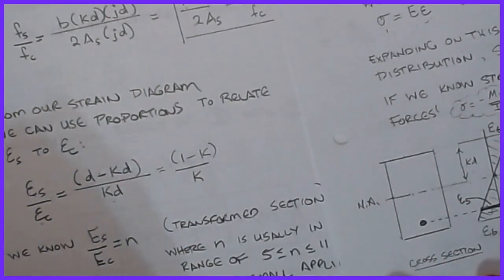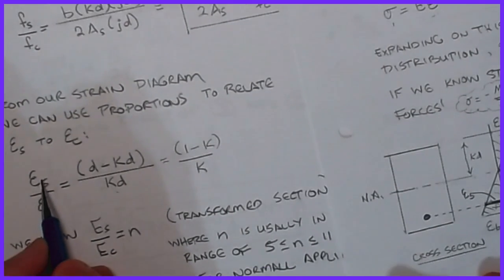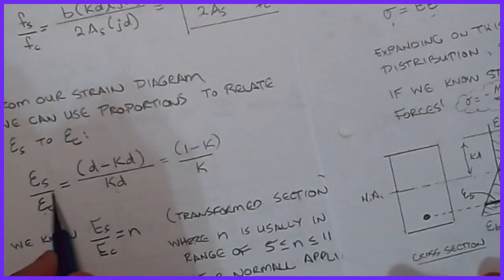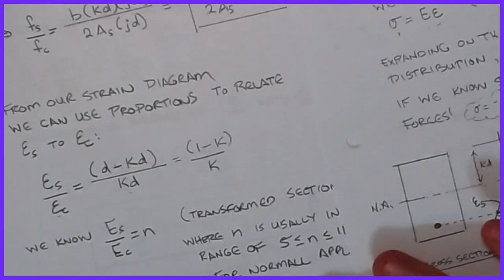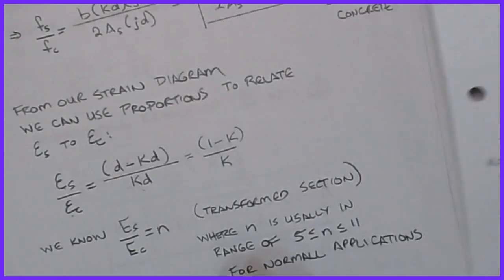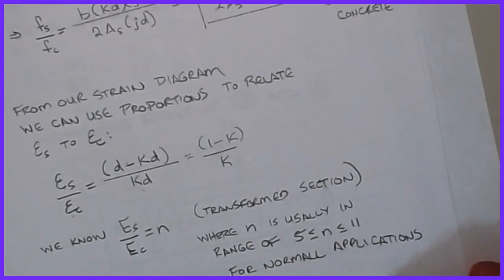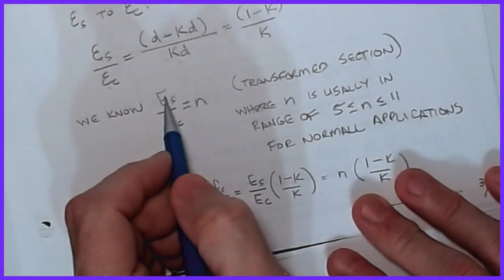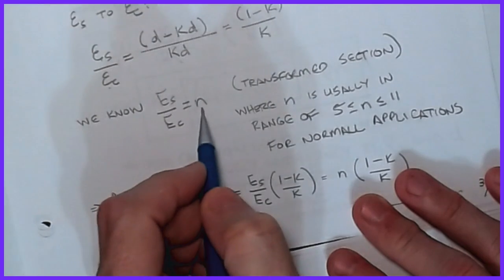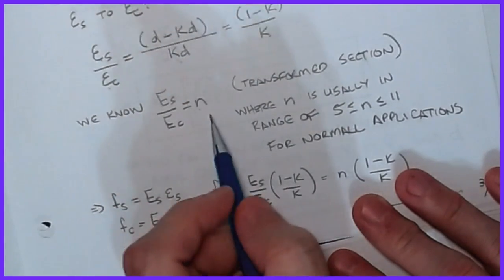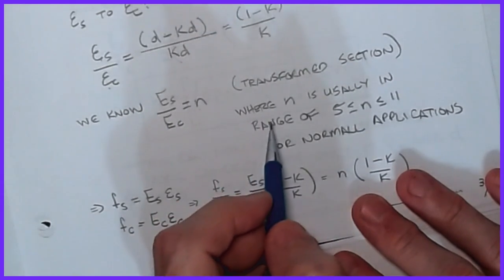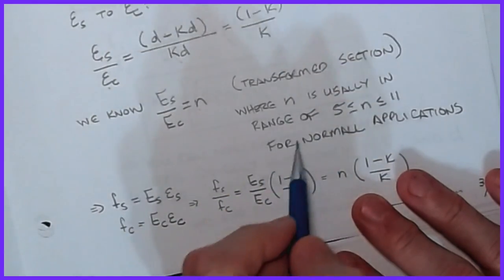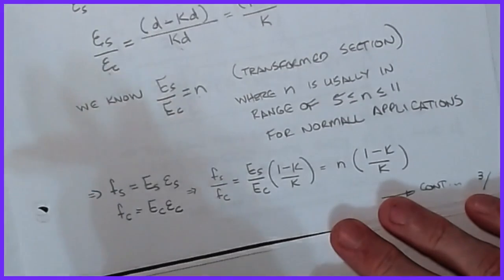All right, so what we do is we say that the strain in the steel corresponding to the strain in the concrete is then (1 minus K) divided by K. Okay, that K parameter is the factor that defines our strain diagram. All right, now recall from our transform sections in the last video that the ratio of Young's modulus in steel to the Young's modulus in concrete was our N value. Okay, and generally speaking, N is usually somewhere between 5 and 11, depending on your strength of concrete for normal applications.